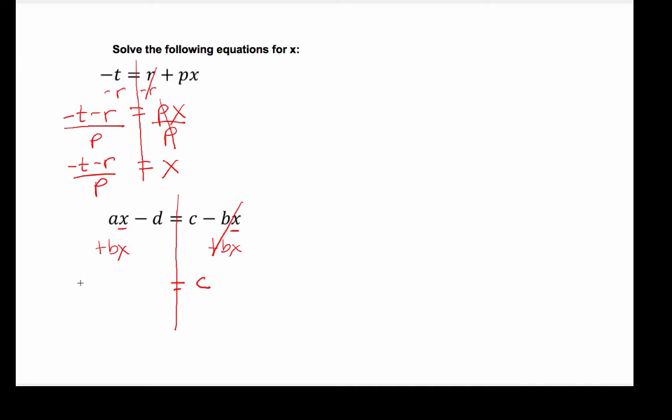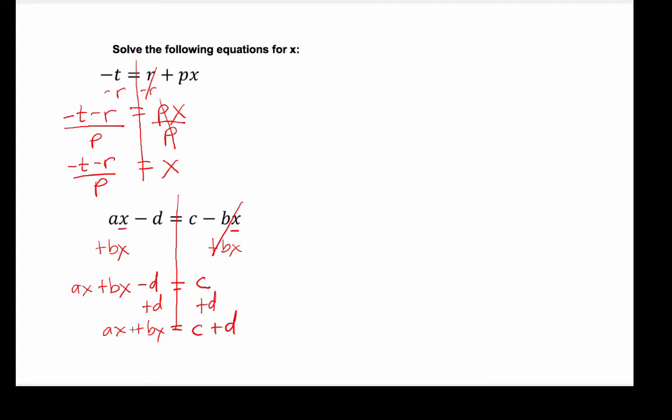Ax plus bx, well, let's just write ax plus bx for now, minus d. I want all my constants on the other side, so I'm going to add d to both sides. I'm trying to isolate x. So I have ax plus bx equals c plus d. Now at this point, we might get a little stuck because we might say, okay, I'm trying to isolate x, but right now I have two x terms.